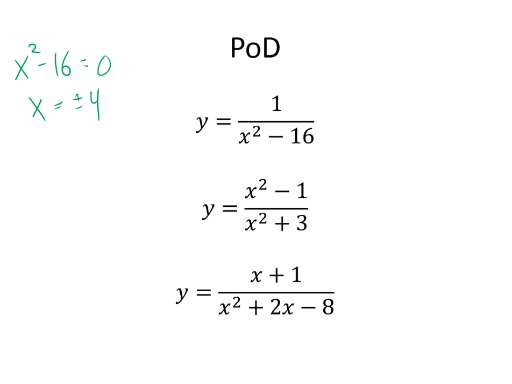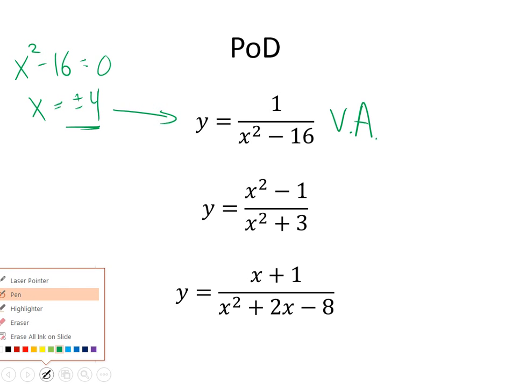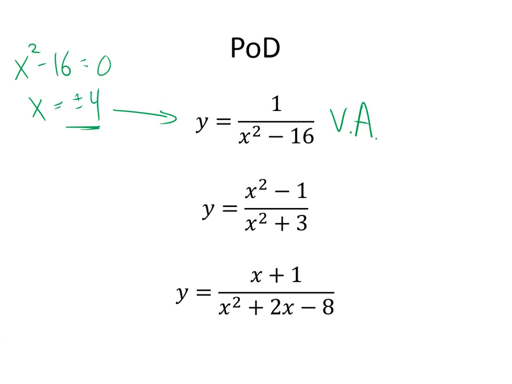Now if we plug a plus or minus 4 into the x at the top of this first one, we see we don't get a 0. It's still 1. We get 1 over 0. That means that we have vertical asymptotes here, or VAs. Okay, so this has vertical asymptotes at both plus or minus 4. Okay, so now let's look at the next one.